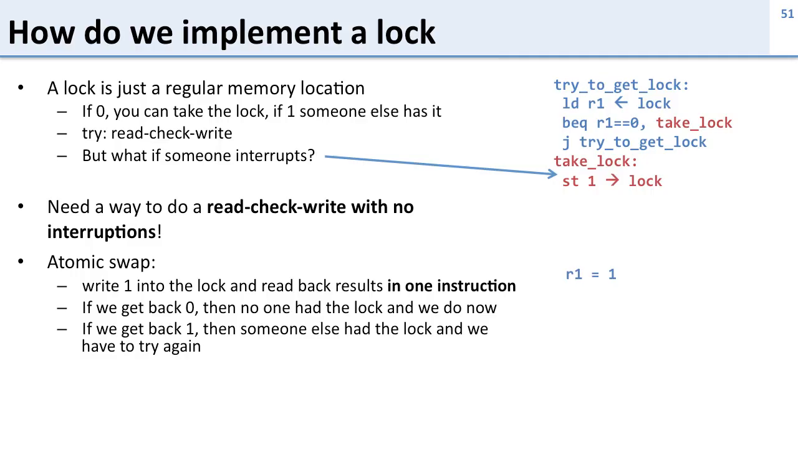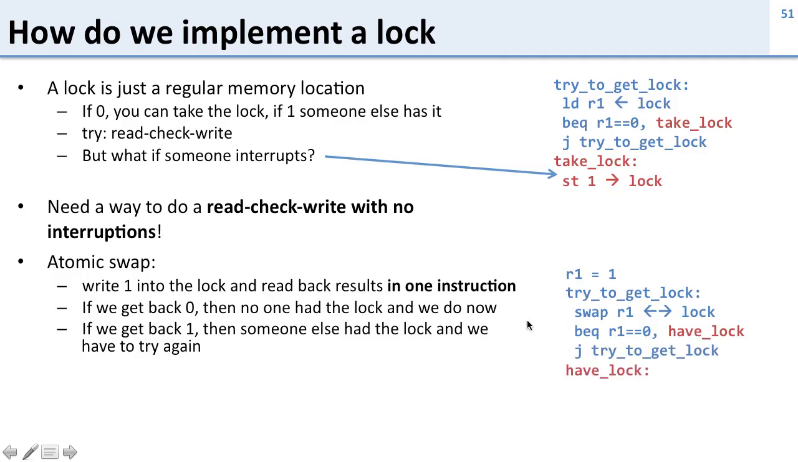So the code for doing the atomic swap is we have a 1 in register 1, and to try to get the lock, we swap our 1 in the lock. So this is going to put 1 into the lock and put whatever value from the lock into register 1, and it's not going to allow anything to interrupt that read and write. Then we check and see what the results were. If we got back a 0, that means there was a 0 in the lock before and we have the lock. Otherwise, we keep trying again.